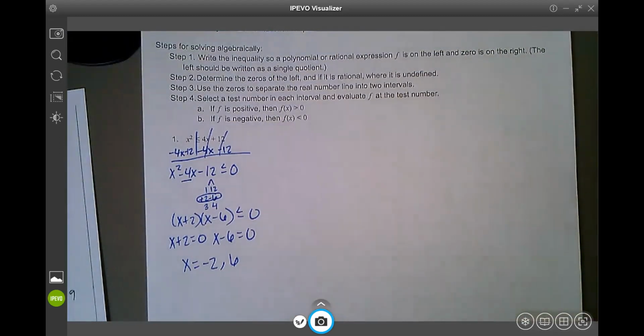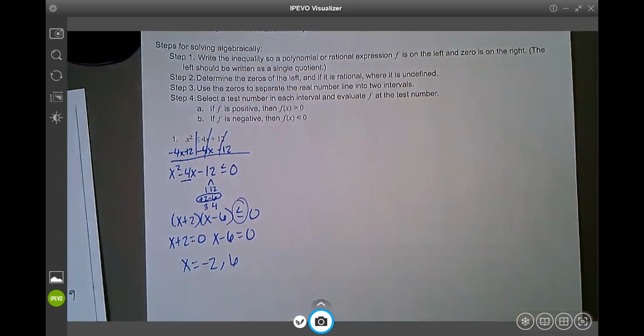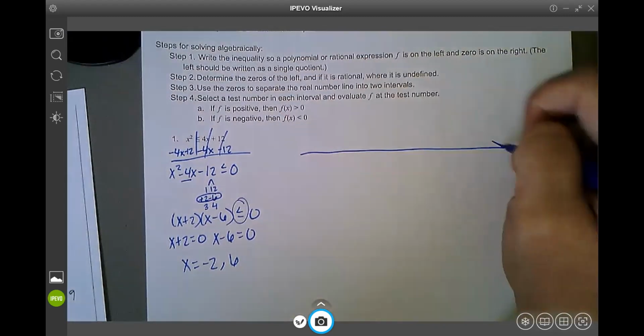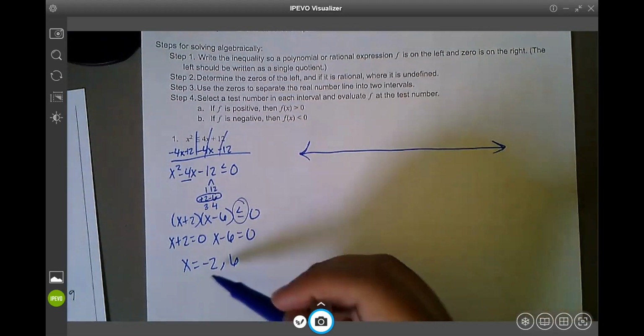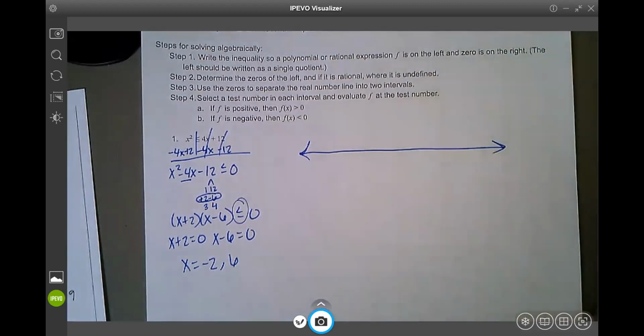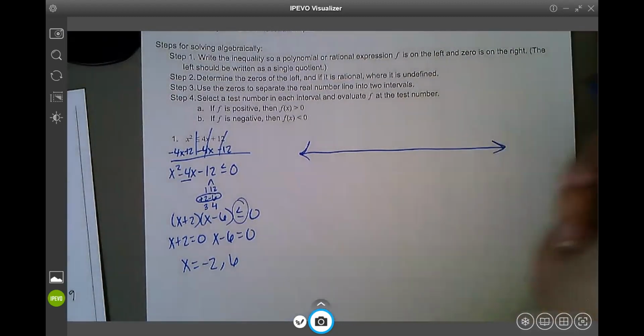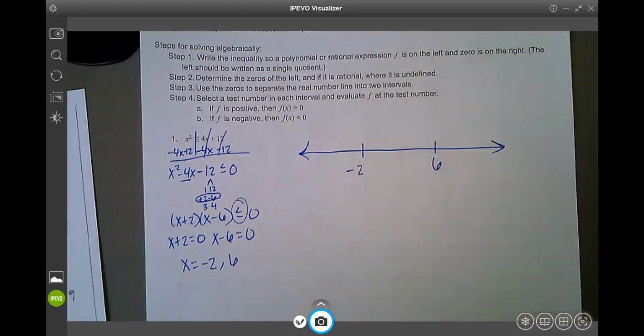Now that's not going to be your answer because you're not looking for where it's equal to 0, you're looking for where it's less than or equal to 0. So we want to know where it's negative or 0. So to find that, I'm going to use a number line. And I'm going to put my zeros or my points here on the number line in order. You don't have to like straight up do the number line. I just always put whatever my points are. -2 is less than 6.